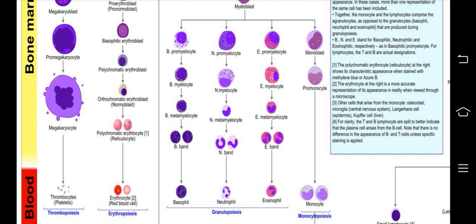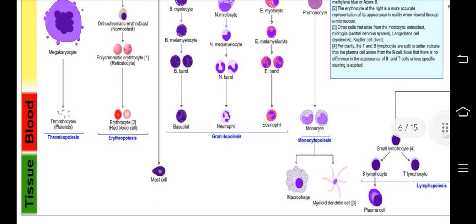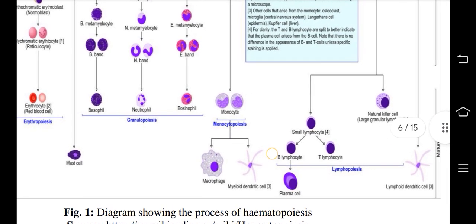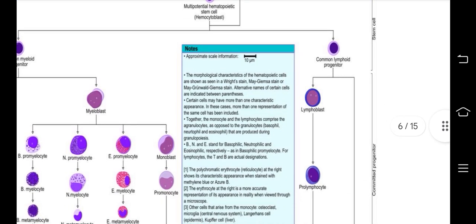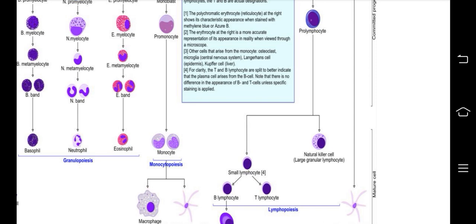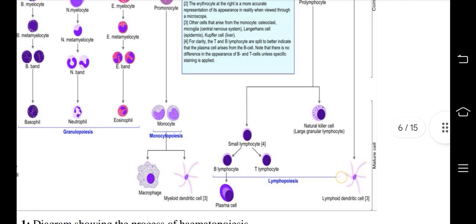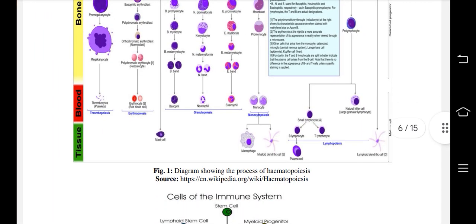Then monoblast, promonocyte, monocyte, monocytopoiesis, macrophage, myeloid dendritic cell. On this side you could see common lymphoid progenitor, lymphoblast, prolymphocyte, natural killer cell, large granular lymphocyte, small lymphocyte, B lymphocyte, T lymphocyte, plasma cell, lymphopoiesis, lymphoid dendritic cell, and myeloid dendritic cell is also there. So this shows the process of hematopoiesis.